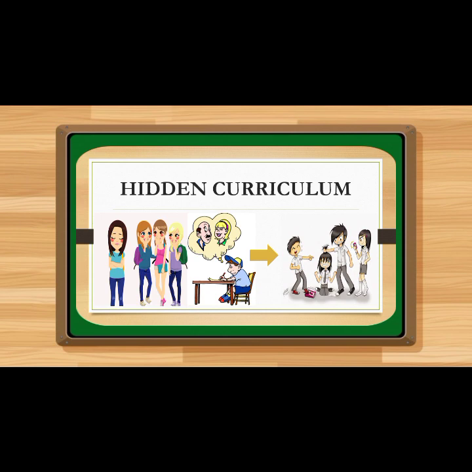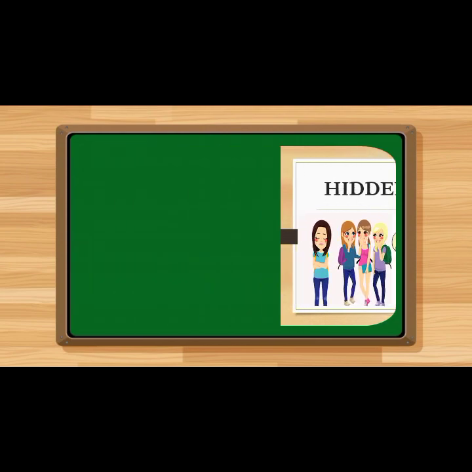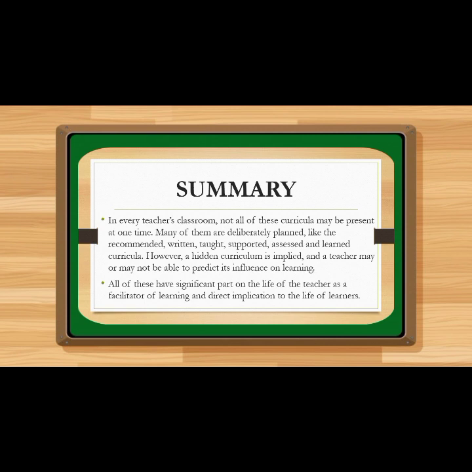Teachers should be sensitive and aware of this hidden curriculum. Teachers must have good foresight to include this in the written curriculum in order to bring to the surface what is hidden. As a summary, in every teacher's classroom, not all of these curricula may be present at one time. So in the everyday setting of the teaching-learning process, please don't expect that once you're a licensed professional teacher, all seven types of curricula will be present every day. But they will be present at one time or another. Many of them are deliberately planned, as I said earlier, like the recommended, written, taught, supported, assessed, and learned, except for the hidden. However, a hidden curriculum is implied.